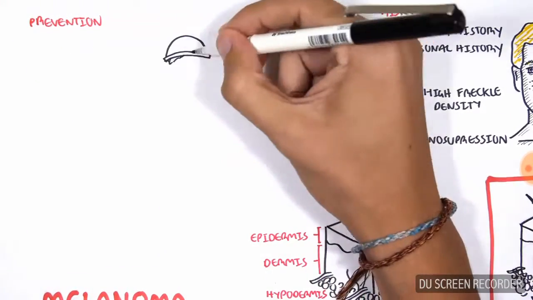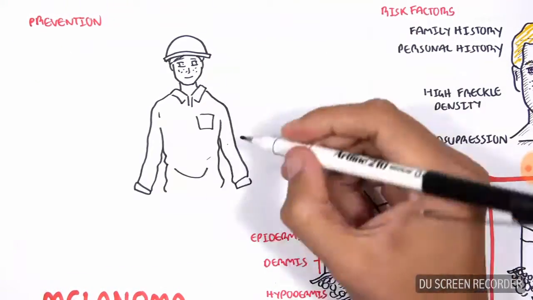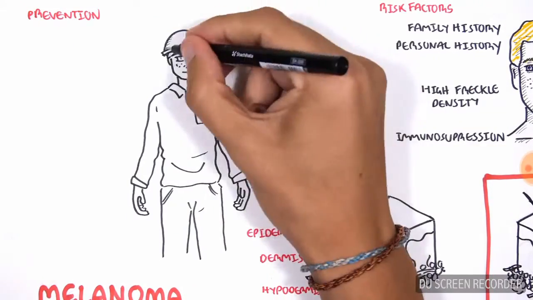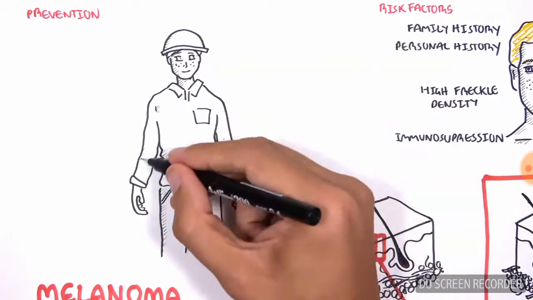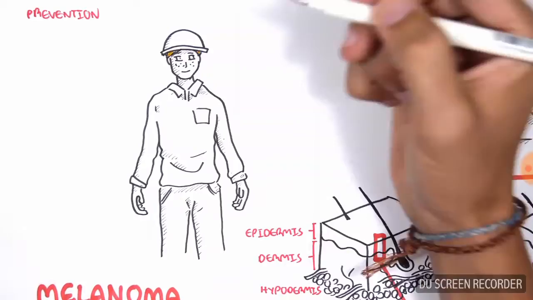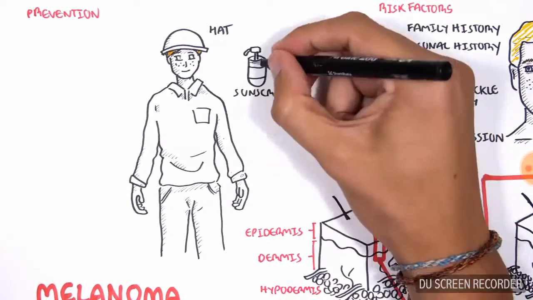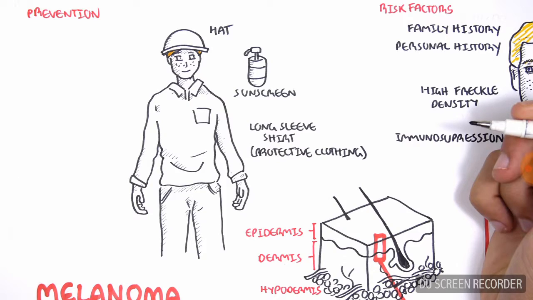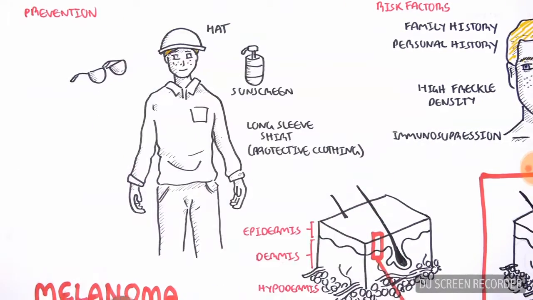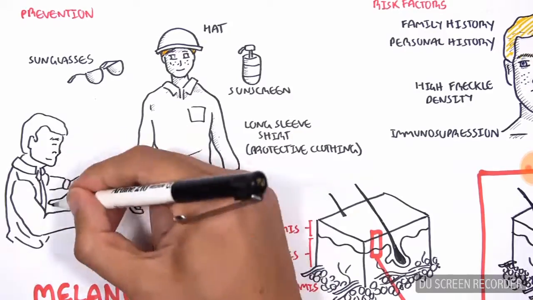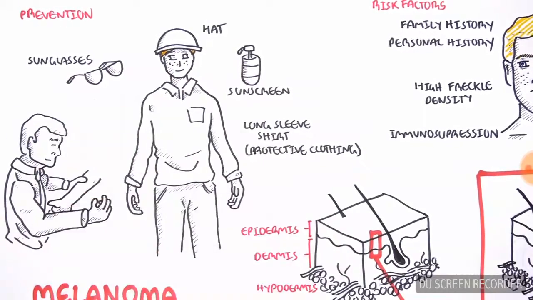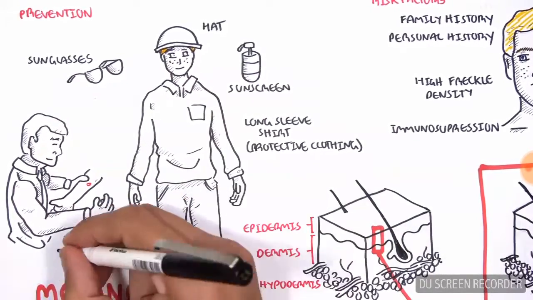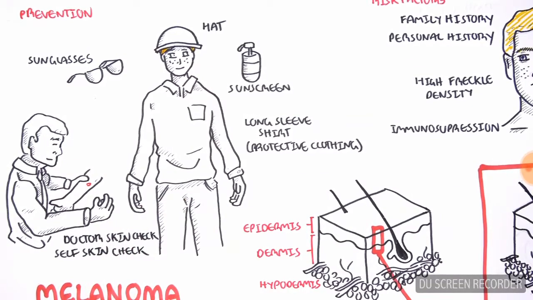There are ways to prevent melanoma. These include wearing a hat, using sunscreen, wearing long-sleeved shirts, protective clothing, especially if you work outside a lot, wearing sunglasses, and also, if you have a family or personal history of melanoma, having regular doctor skin checks or even self-skin checks.